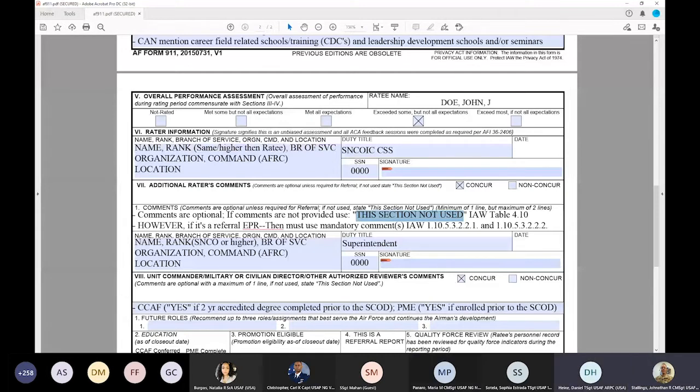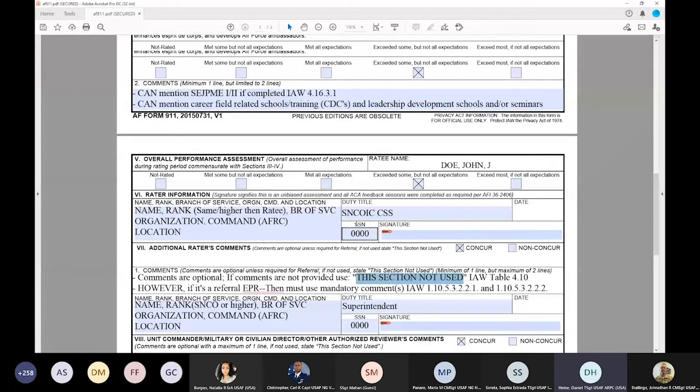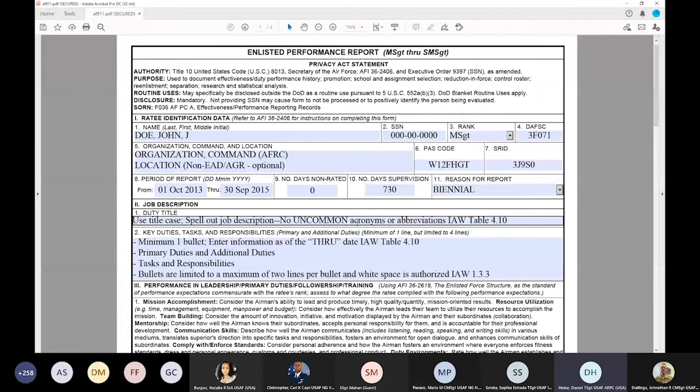If a member changes status in the middle of the reporting period, they will end on the new status's next closeout date, and the reason for report will be the status as of the closeout date. So if the member moved to a DSG as of the closeout date, then the reason would be biennial. If the member changed status to AGR, then the reason for report would be annual. And to piggyback on that, sir, this is Chief Stallings. We covered that last time, and it can also be more than a year if it's switching from non-EAD to AGR, correct?